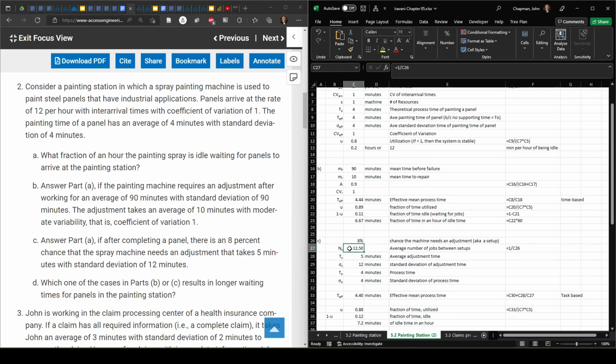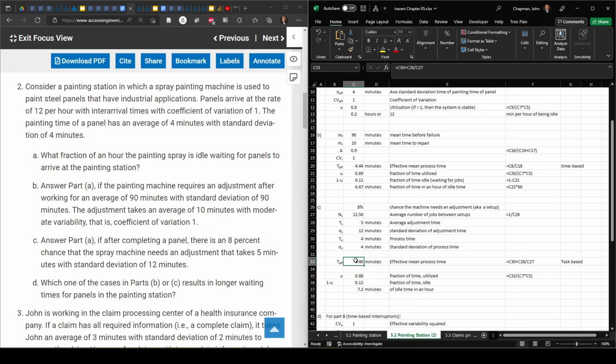We know that after 12.5 jobs, we're going to need a repair. And that's not time-based, that's task-based. So again, that formula for effective process time for task-based interruptions is we take that theoretical process time of 4 minutes, we add the average adjustment time of 5 minutes divided by the average number of jobs between setups, which in this case is 12.5, and that gives us an effective mean process time of 4.4 minutes.